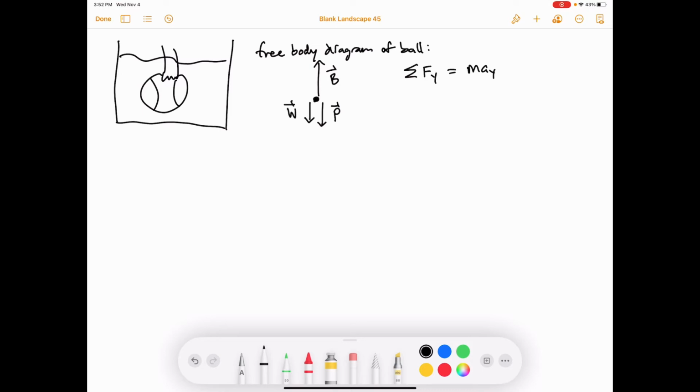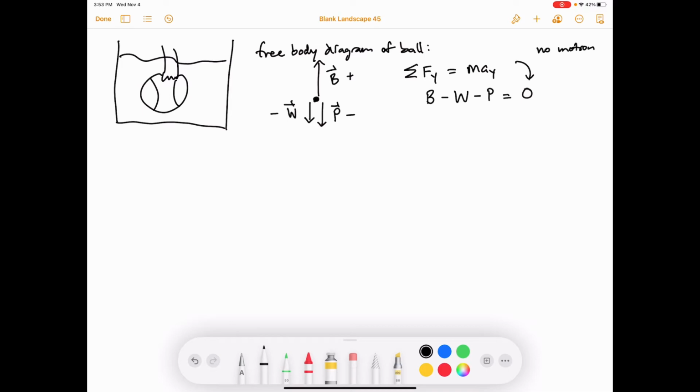Okay, so we have the buoyant force going up and the weight and the force of the push going down. So the buoyant force gets a positive sign, minus the weight, minus the push. That equals 0 because there's no motion. The idea is you're just holding the ball in a static position.